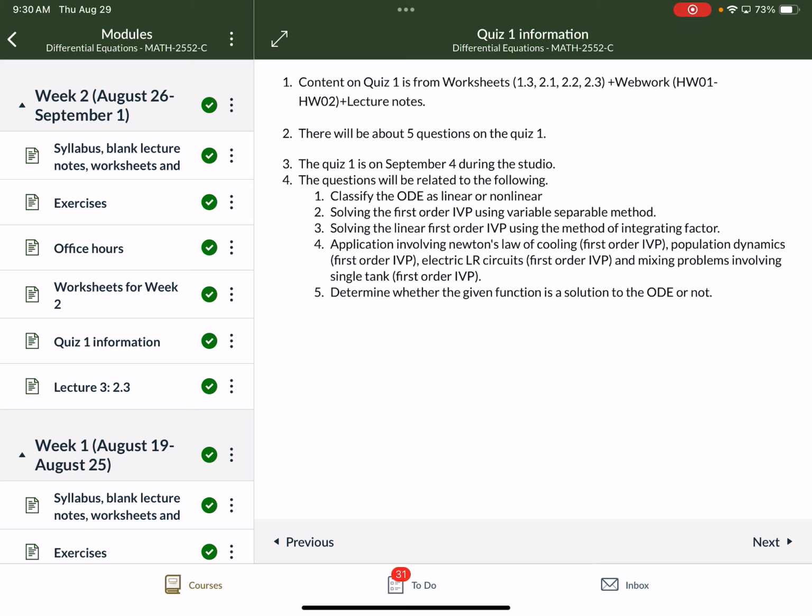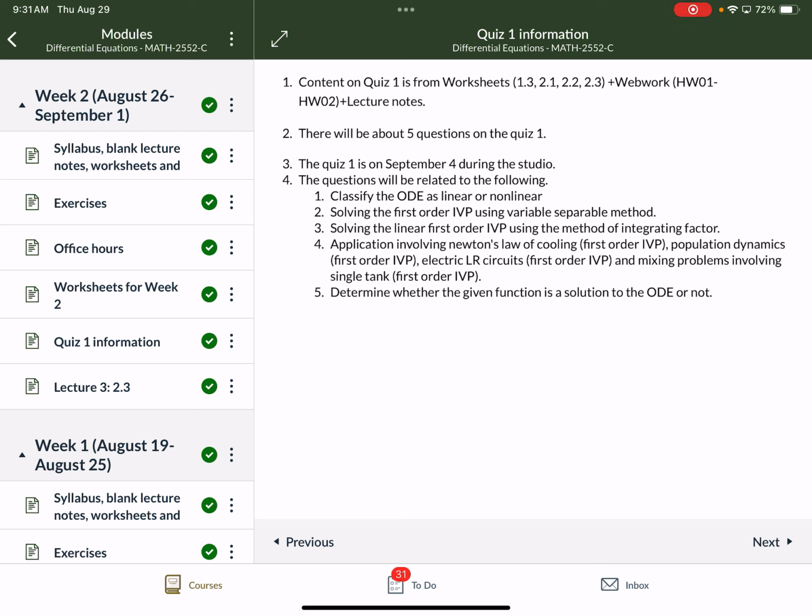Now there are going to be 5 questions on the quiz. One of them is: is the differential equation linear or non-linear? The second one is: is a function a solution of a differential equation or not? The third one is: solve the initial value problem using the variable separable method. The fourth one is: solve the initial value problem using the method of integrating factors. The fifth one is an application problem.